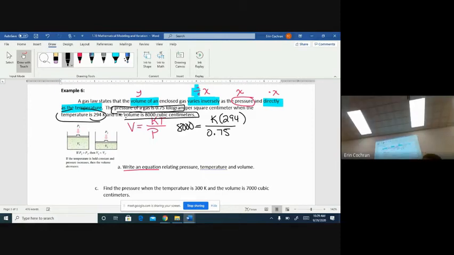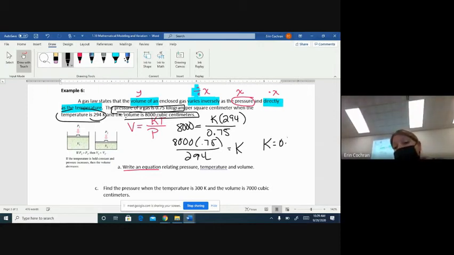Now, can we solve for this? Yeah, I would take 8,000 times 0.75, and then what would I do with that? Divide by 294, right? So I take 8,000 times 0.75, and then I divide it by 294. That will equal my K. And what do you guys get for your K?